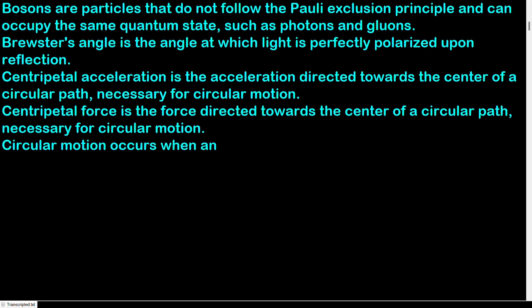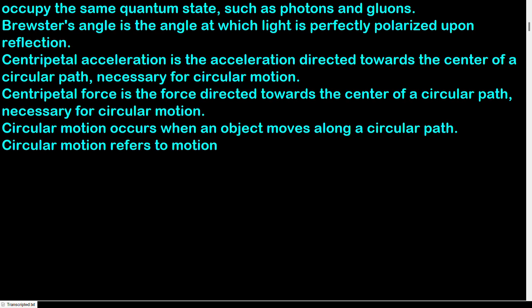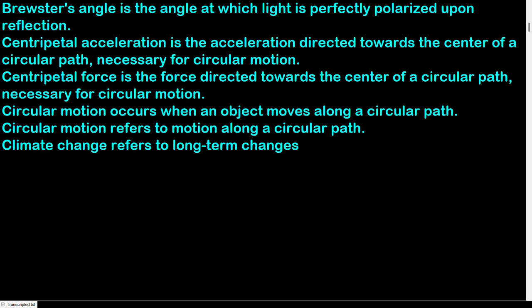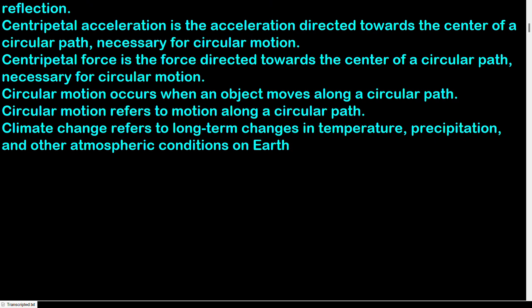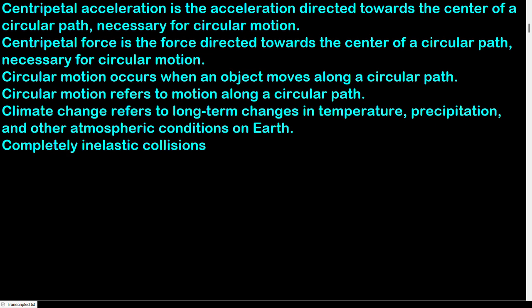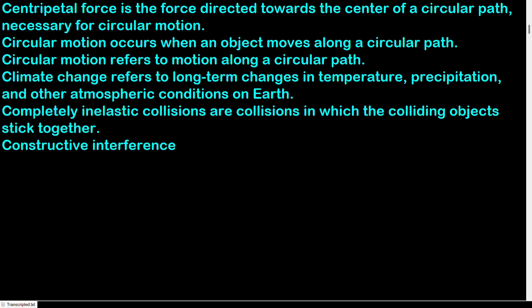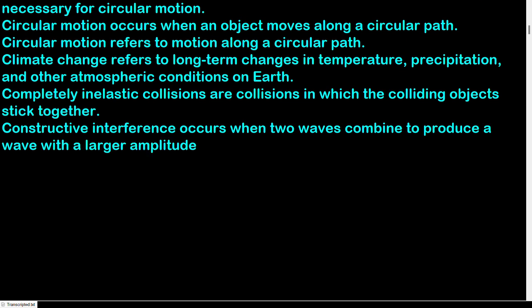Circular motion occurs when an object moves along a circular path. Climate change refers to long-term changes in temperature, precipitation, and other atmospheric conditions on Earth. Completely inelastic collisions are collisions in which the colliding objects stick together. Constructive interference occurs when two waves combine to produce a wave with a larger amplitude.